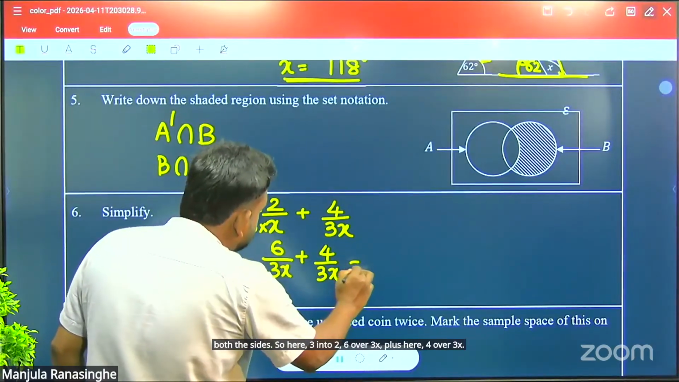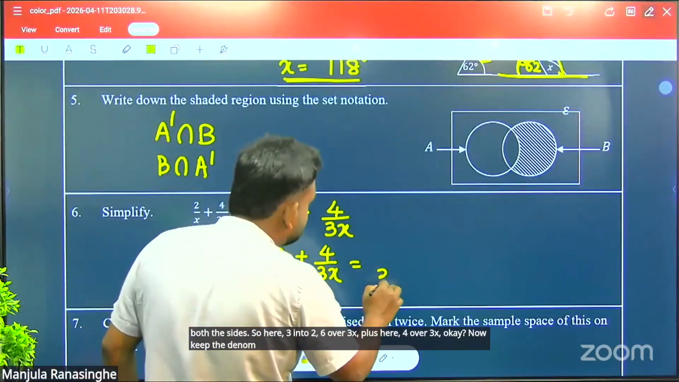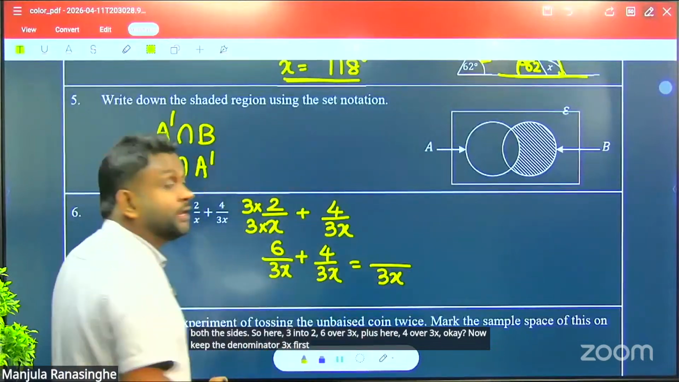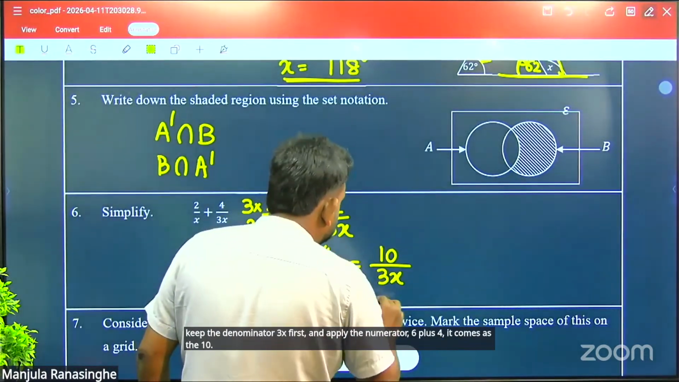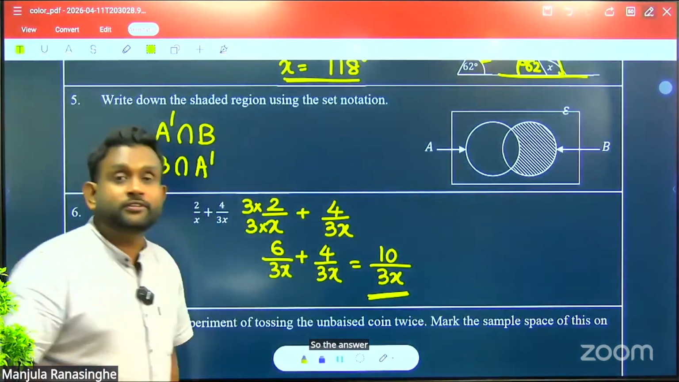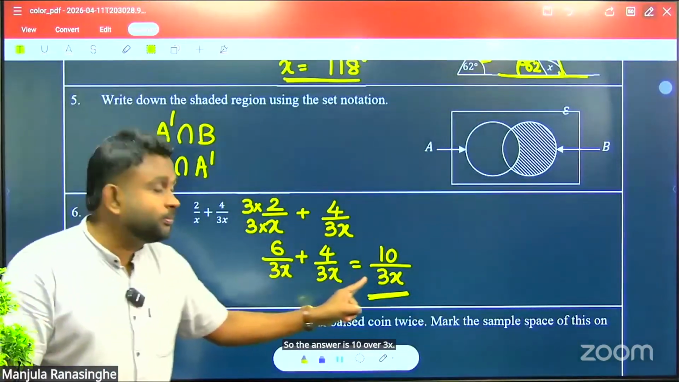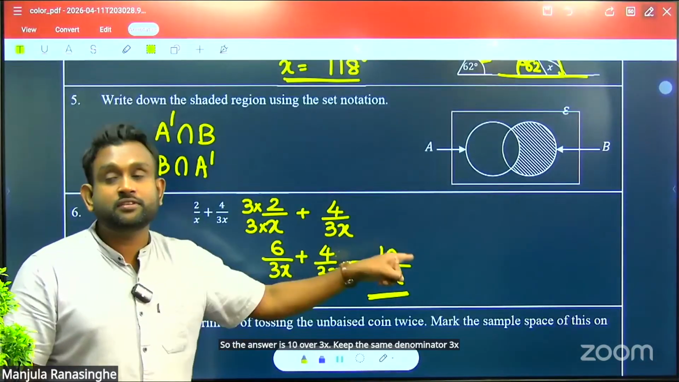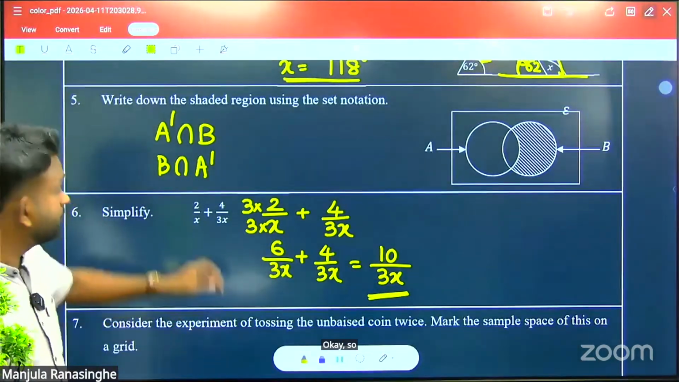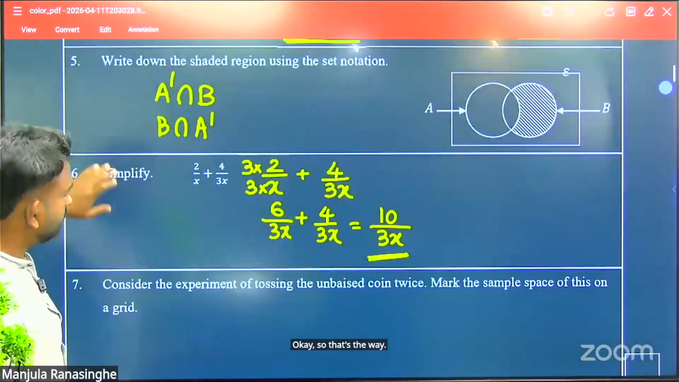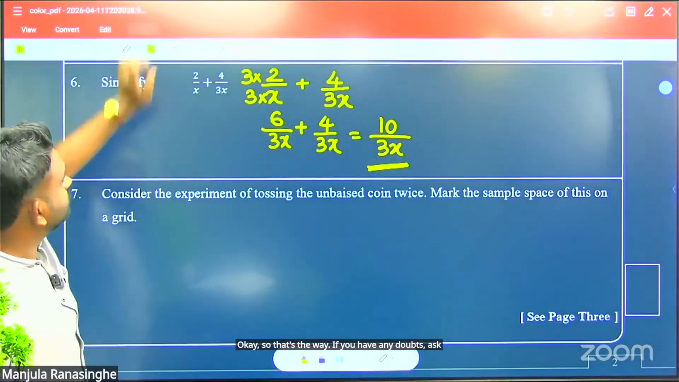Now keep the denominator 3x and add the numerators, 6 plus 4, which comes to 10. So the answer is 10 over 3x. Keep the same denominator 3x and the numerator 6 plus 4 is 10. So that's the way. If you have any doubts, ask.